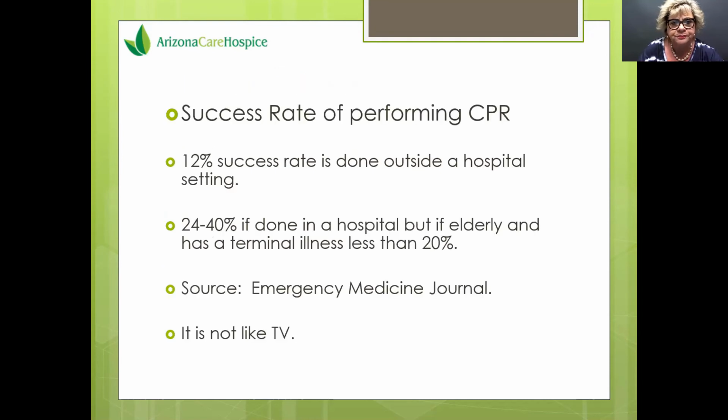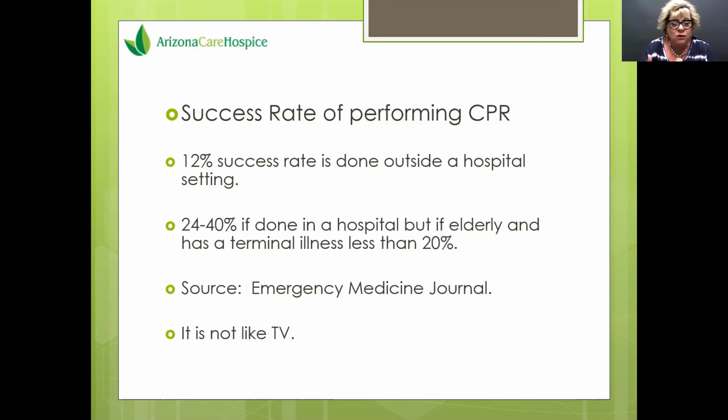Some information to share with your patients and families on CPR. There is a 12% success rate if done outside a hospital setting, and 24 to 40% if done at a hospital. But if the patient is elderly and has a terminal illness, only 20% of those people come to some sort of positive reaction to CPR.